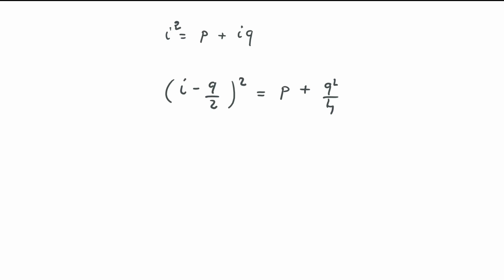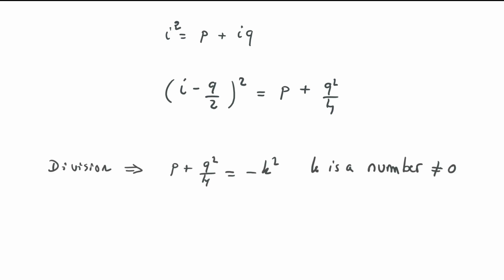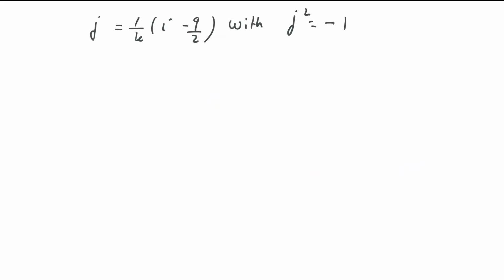So now the last term, the term on the right-hand side, p plus q squared by 4 divided by 4, is the term that we were discussing. I know that if this is strictly negative, then I have a division system. So I'm going to say that this term is equal to minus k squared, where k cannot be 0. And for that, this means that I can define a j in this way. I'm not going to spell it out, for which the square of j is equal to -1. And now I can invert this to get an equation for i.